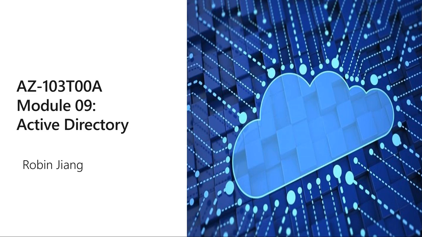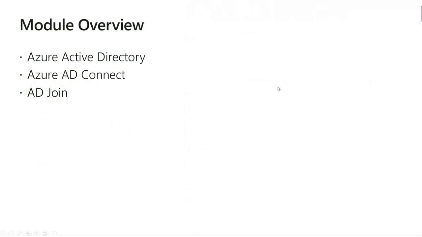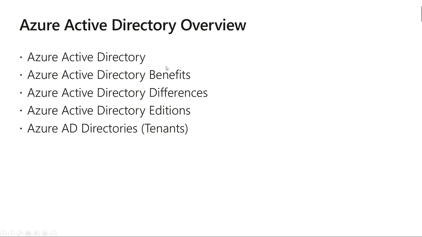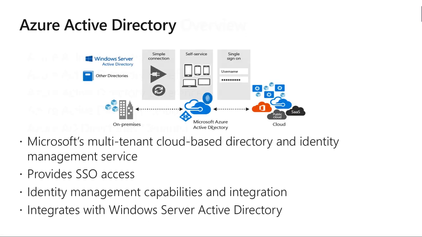So let's get started. Again, I will break these into two parts. Today's lesson, we're going to cover Azure Active Directory and Azure AD Connect, and then we're going to cover the Azure AD join in the next lesson. So Azure Active Directory: I'm going to talk about its benefits, the difference between Azure Active Directory and your on-premises Active Directory, and also different editions, subscriptions you can have for Azure AD Premium and the Azure AD directories tenants.